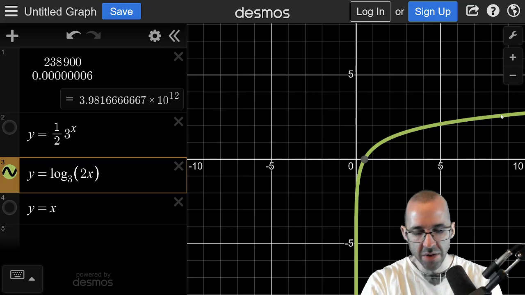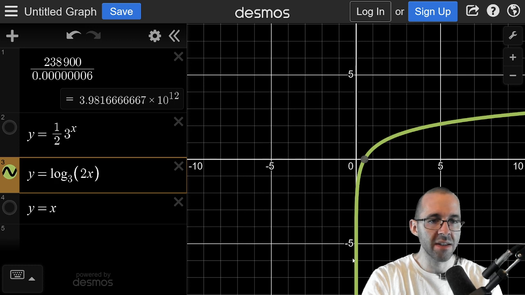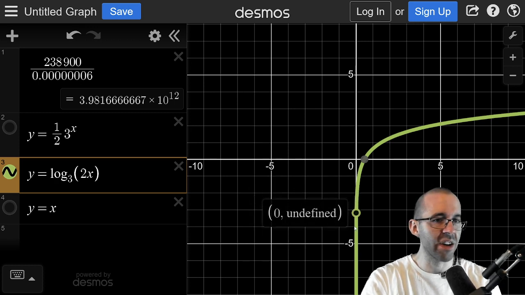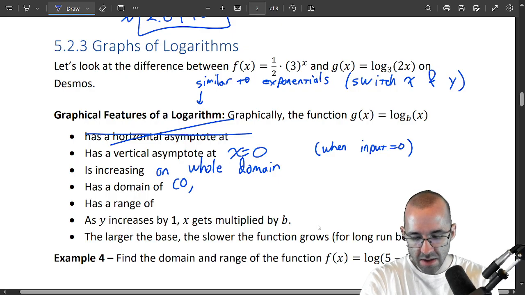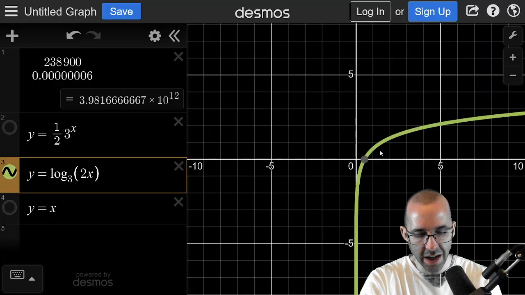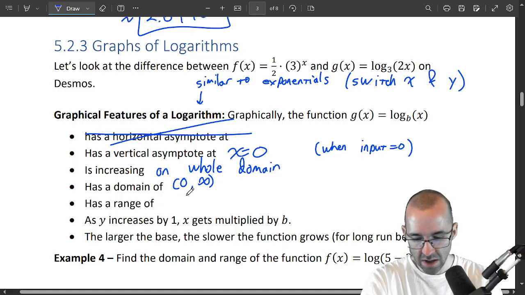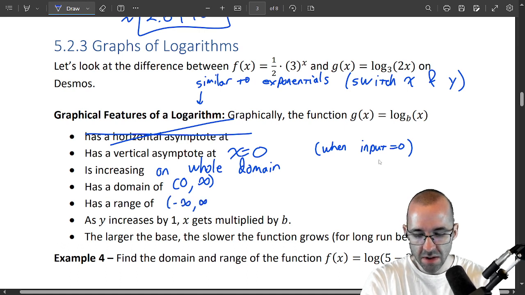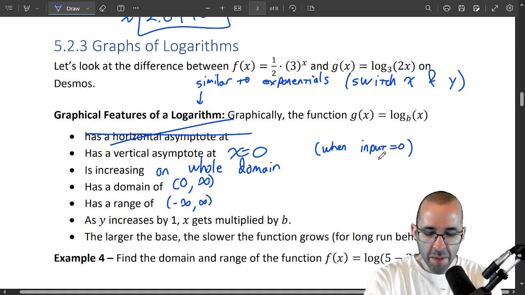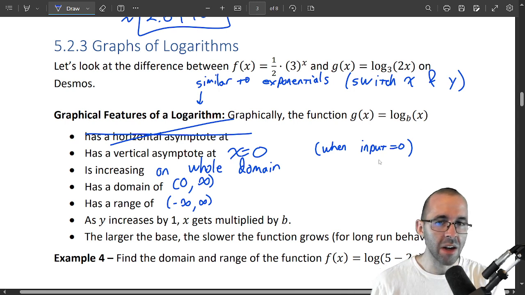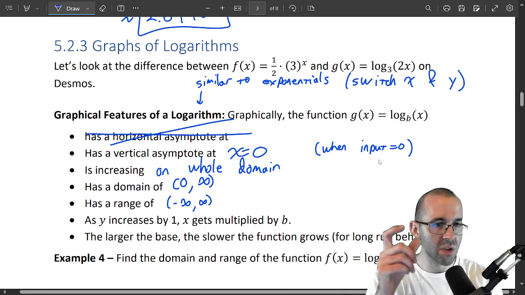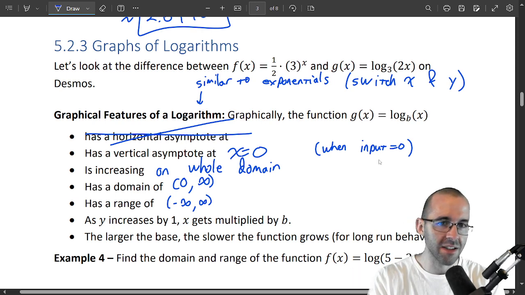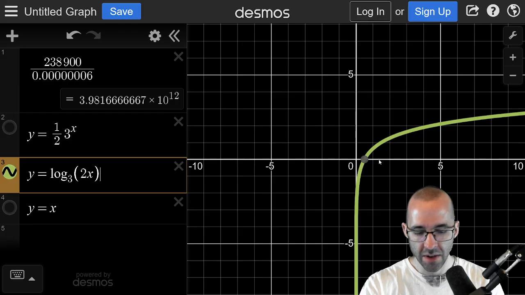What was the domain? The domain is all the inputs. We can't plug in 0. We'll get really close to 0, but we can't ever hit 0. So the domain is going to be 0 up to infinity. We can go as far to the right as we want. And the range is going to be all real numbers. Again, remember that this is very similar to the domain and range of an exponential function. We're just switching the domain part and the range part. We're switching the x's and the y's, the inputs and the outputs.